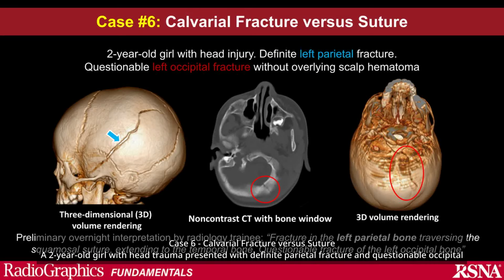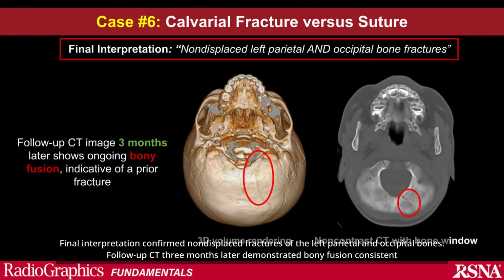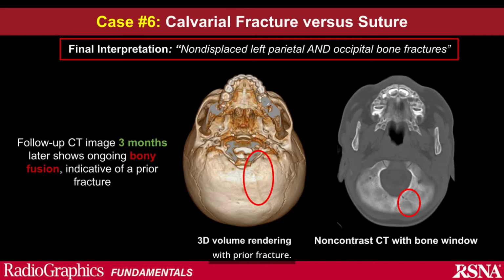Case 6: calvarial fracture versus suture. A 2-year-old girl with head trauma presented with definite parietal fracture and questionable occipital fracture without scalp hematoma. Preliminary interpretation identified a fracture traversing the squamosal suture. Final interpretation confirmed non-displaced fractures of the left parietal and occipital bones. Follow-up CT 3 months later demonstrated bony fusion consistent with prior fracture.